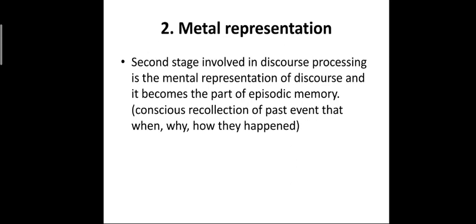The second step or stage is mental representation. The second stage involved in discourse processing is the mental representation of discourse. What is that? It simply means that it becomes part of your episodic memory, your conscious recollection of past events: what happened, where it happened, how it happened. For example, you can relate it to your first day at college. You know what happened that day and where it happened. So that is part of your episodic memory.